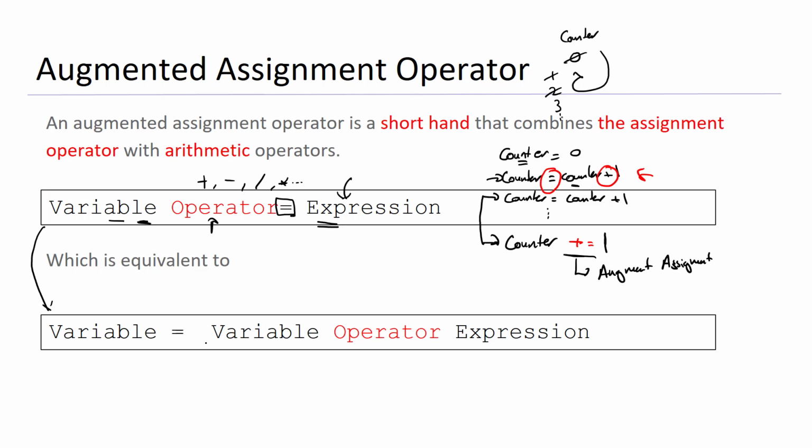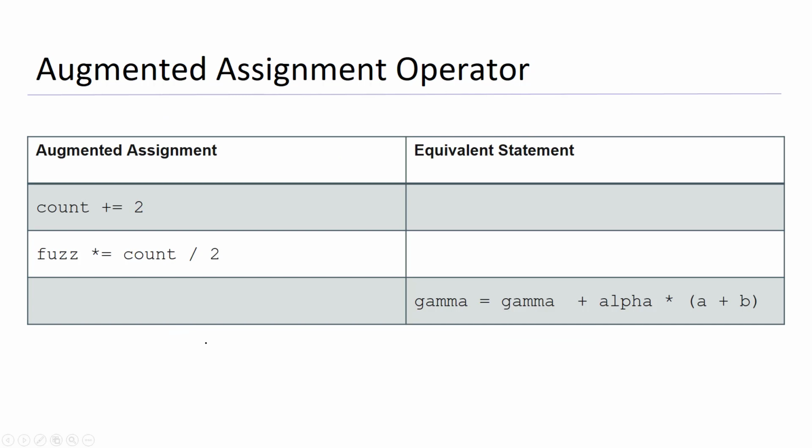So let's see examples of augmented assignments. Let's see three examples. For example, count plus equal 2 is similar to what we described in the previous slide. So in the long form, it is equivalent to count equals count plus 2.